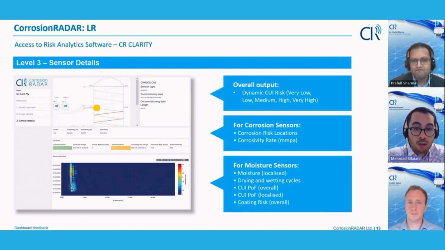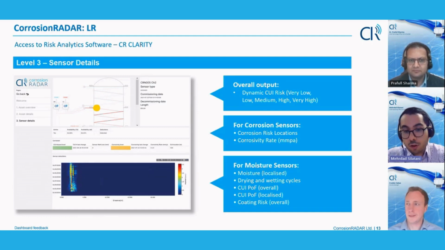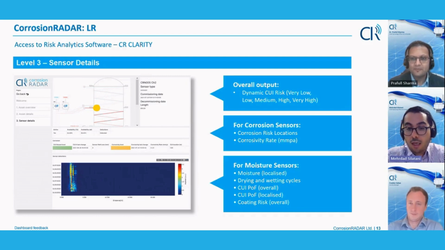Then in particular, for the corrosion sensors, what you can see on the screen are the corrosion risk locations and also the corrosivity rate, which Praful mentioned in previous slides. For the moisture sensor, you will see where the moisture is localized and detected, how many wetting or drying cycles you had, the localized probability of failure due to CUI, and also the risk to your coating as a traffic light system.